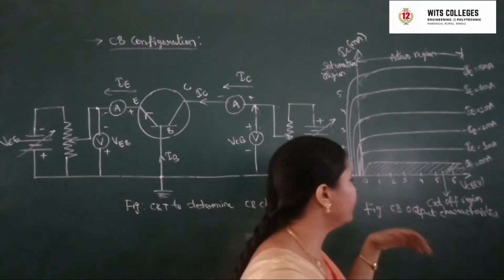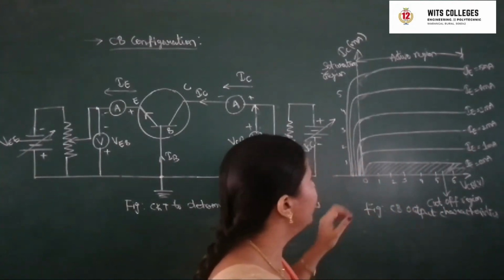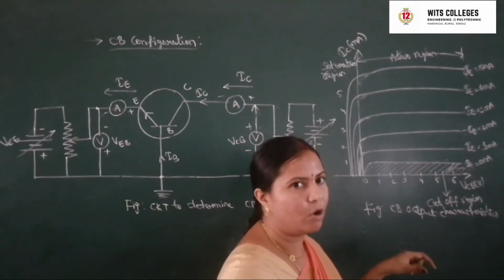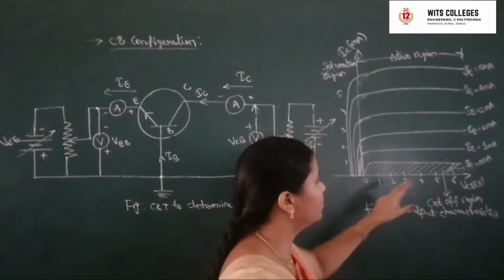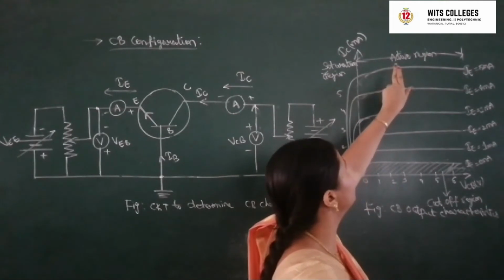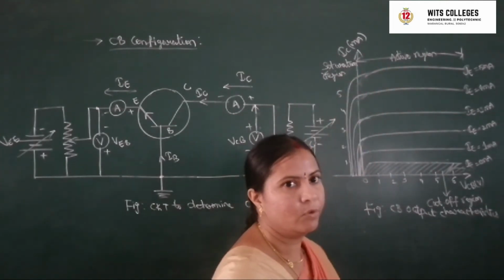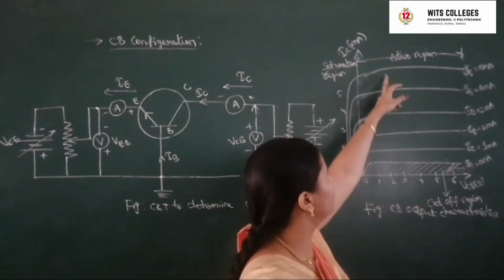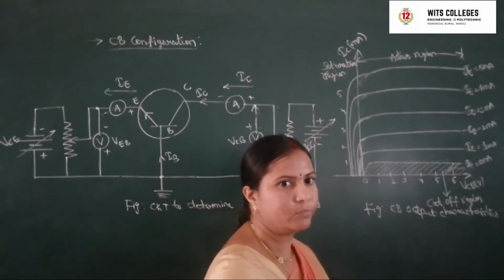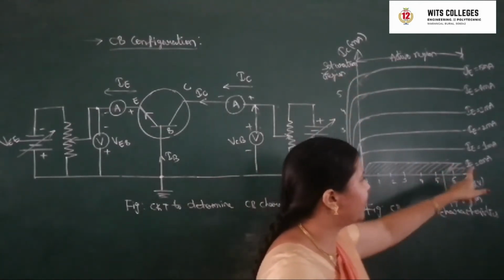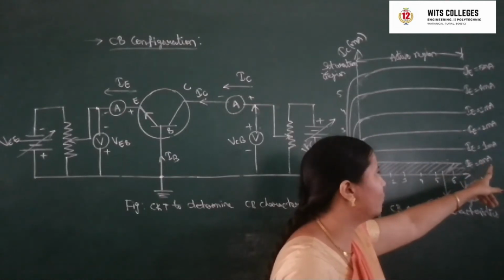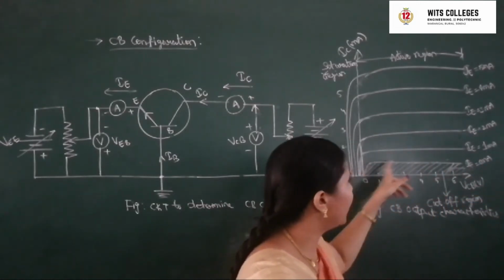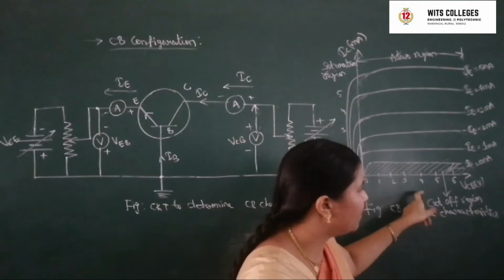From this curve, what will happen? In the output characteristics of the common base configuration, you have 3 regions. What are those? Cutoff region, active region, saturation region. Where IE equals 0, you will get the curve like this. So this region is nothing but the cutoff region.